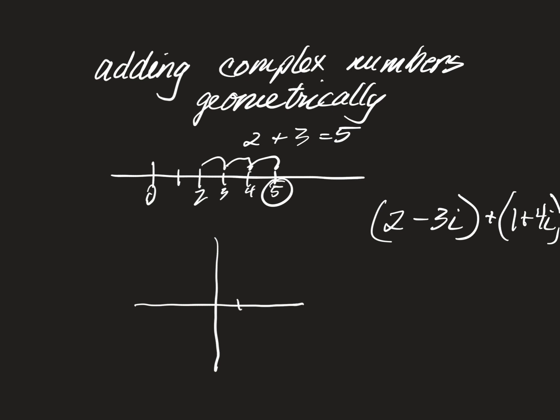So 2 minus 3i, there's this complex number. And then we want 1 plus 4i, which is right there. And so if we do this, there's our two complex numbers. So what we'd like to do is find the sum of these two complex numbers.